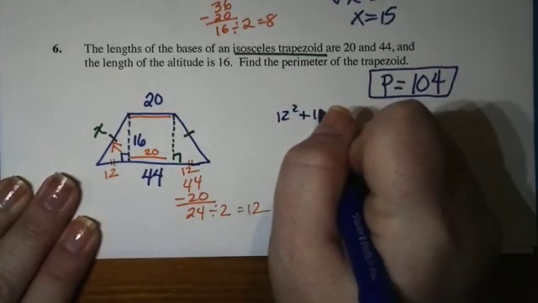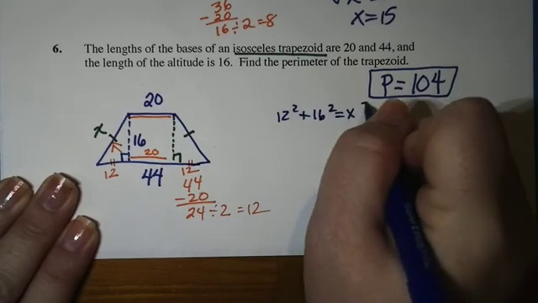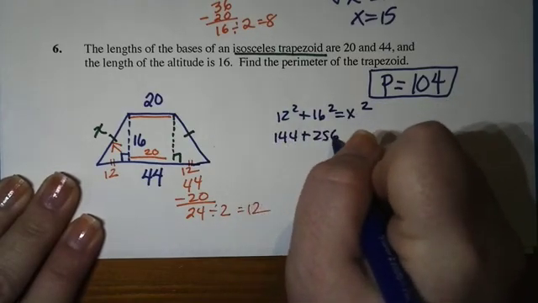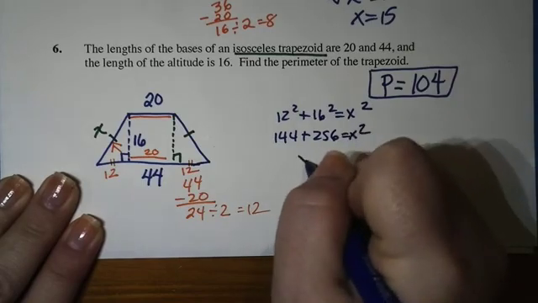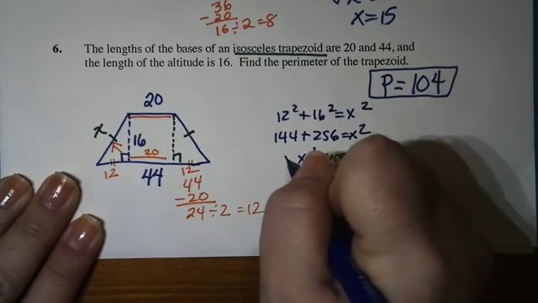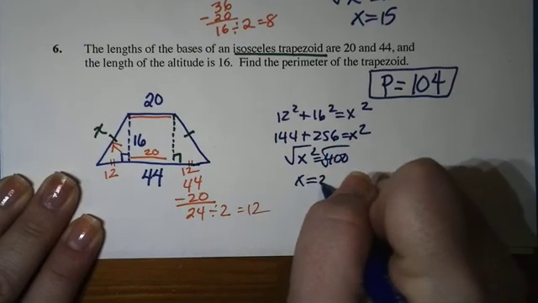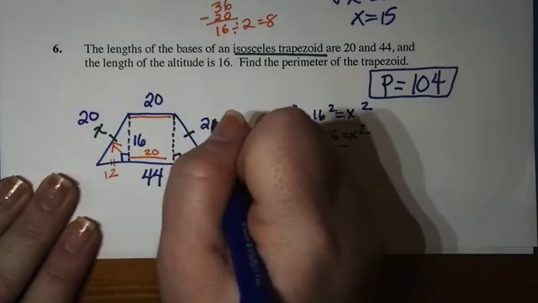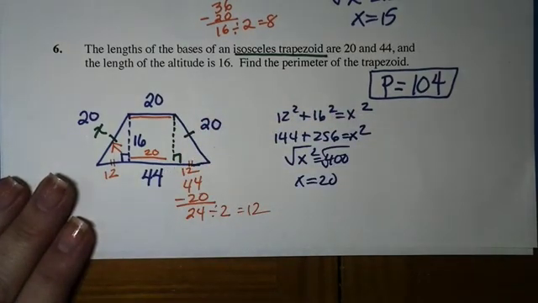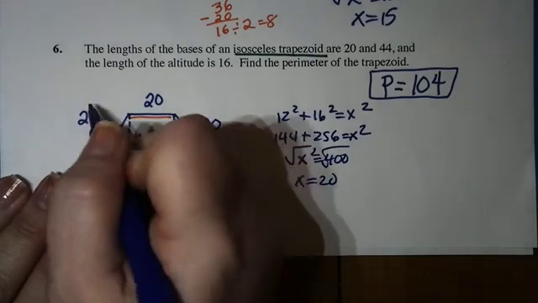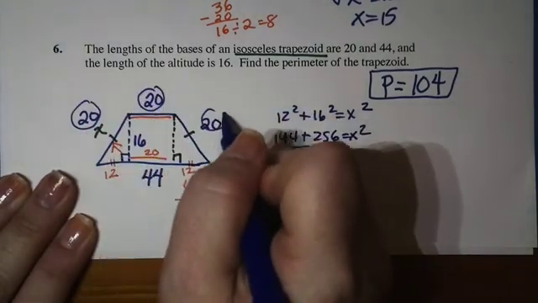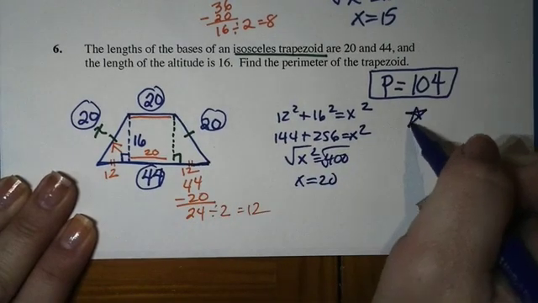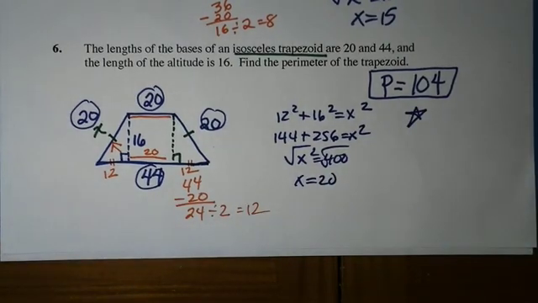Leg squared, hypotenuse squared. All right, so x squared is equal to 400, so the length of our hypotenuse is simply 20. And if this is an isosceles trapezoid, that is also 20. So, perimeter, we're ready now. 20 plus 20 plus 20 plus the entire length of 44 gives us a perimeter of 104.